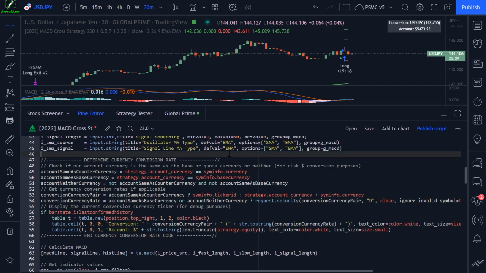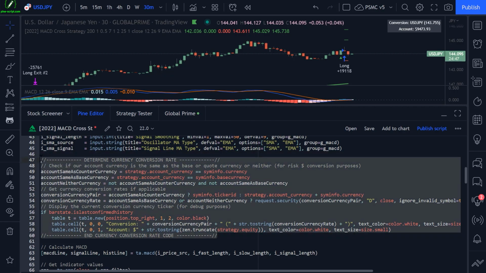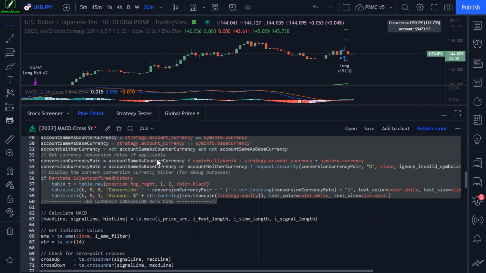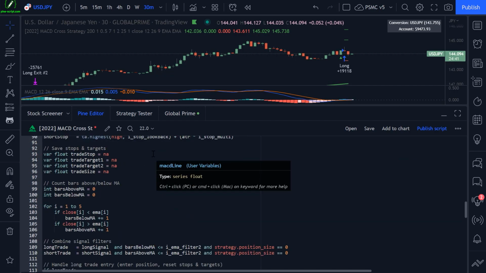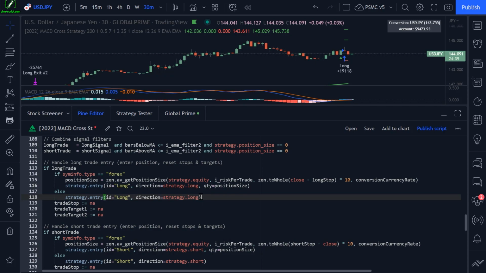Again, disclaimer, I make no promises that this code is flawless. It is just code that has worked for me in the past. And I encourage you, and in fact, beg you to go and test this yourself before putting any real money at risk. So this block of code here will determine our currency conversion rate, which is used to calculate our position size.